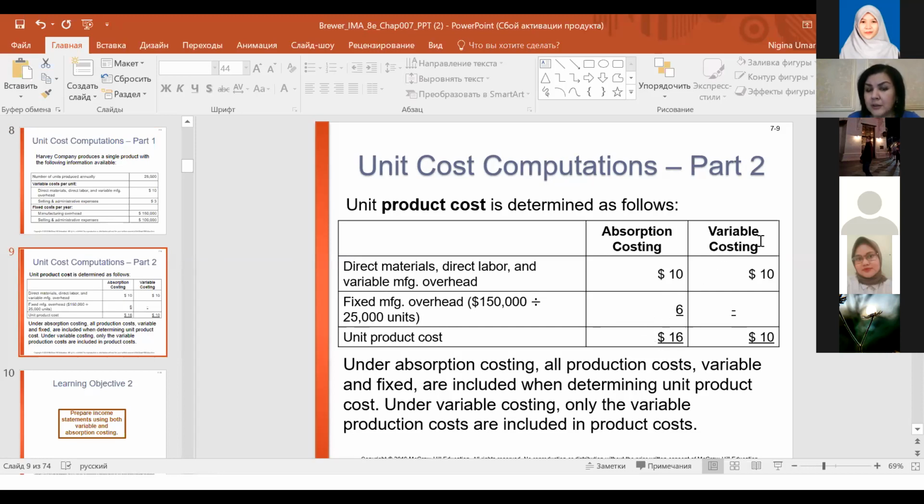Under variable costing, we include only variable costs in product cost. We do not include fixed manufacturing overhead per unit, and the unit product cost under variable costing equals $10. So you see the difference here between the absorption and variable costing systems. Okay, got it?